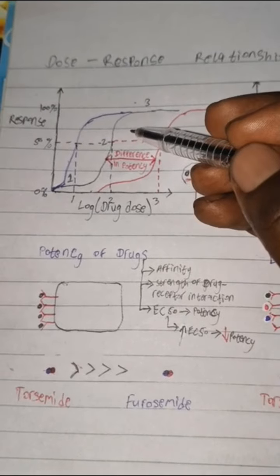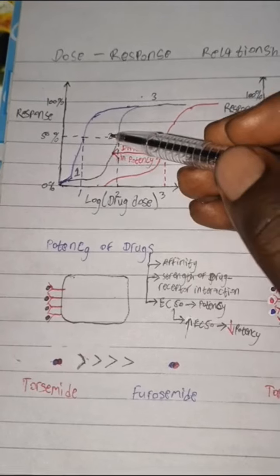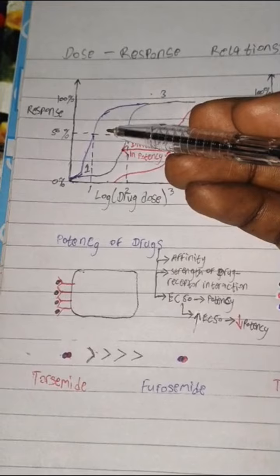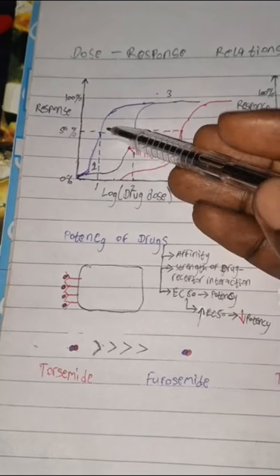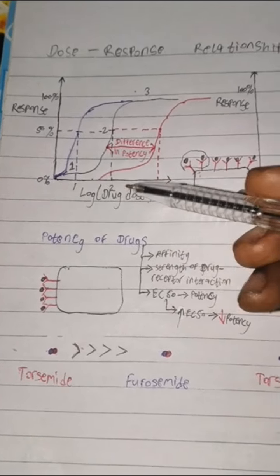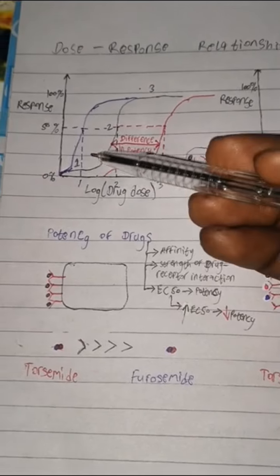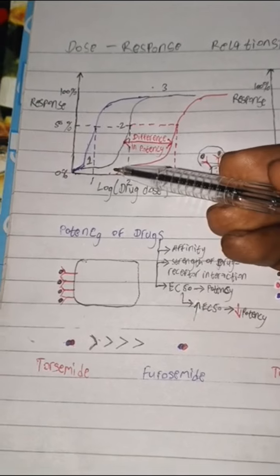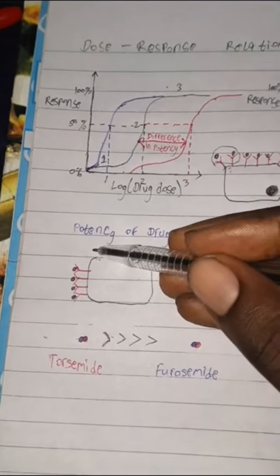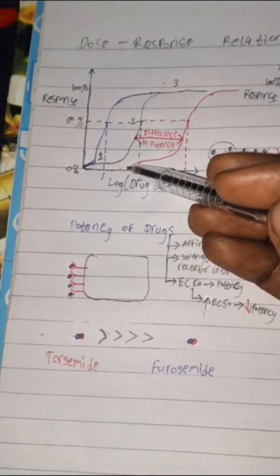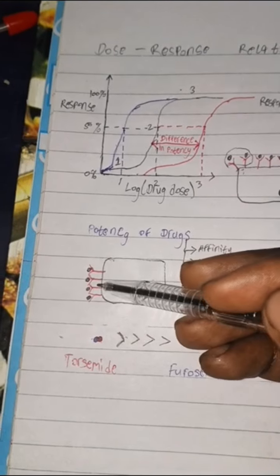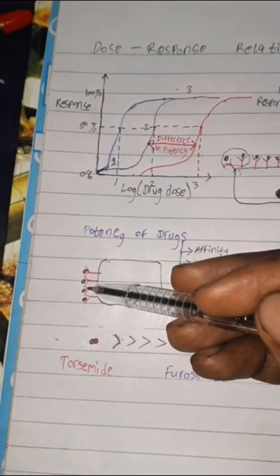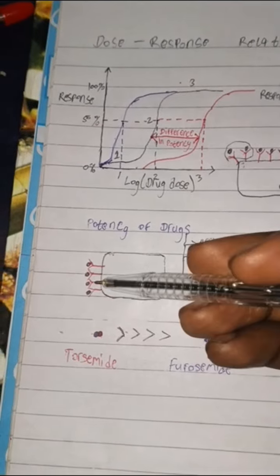And potency is the amount of drug you need to get to 50% of your maximal effect. Now, this drug needed only one dose. This one needed two doses. This one needed three. So this drug has a better potency than this one. But if the drug has high affinity, it needs less of it to bind to the receptors. This one needed more drug to bind to the receptors because its affinity with the receptor is lower. So the lower the affinity for the receptor, the more drug you need to bind to the receptors.